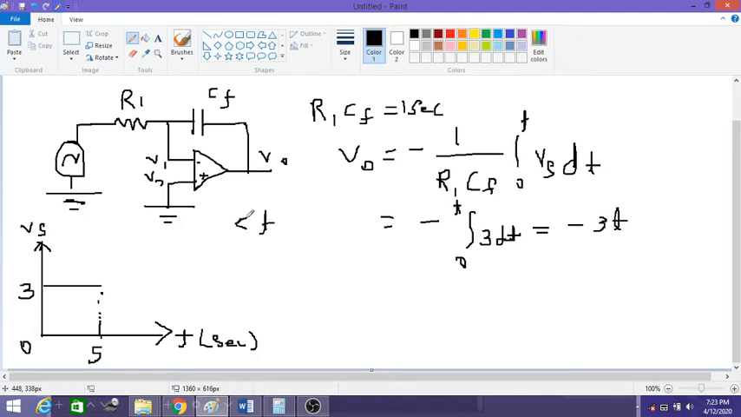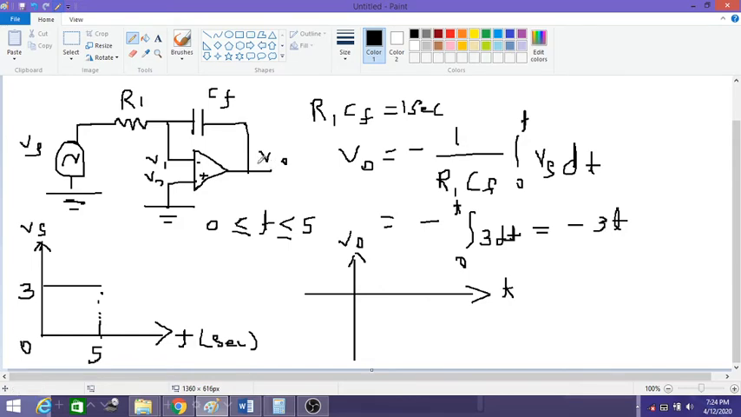Now if you look at this waveform, the value of t here ranges from 0 to 5 seconds. So how does the output waveform look from 0 to 5 seconds? If this is my time t and this is the output voltage V0, remember one more thing: since the input source Vs is connected to the inverting terminal, the output is always reversed. So we'll get an inverted output, that is why there is this minus symbol here. So it's a very simple case.